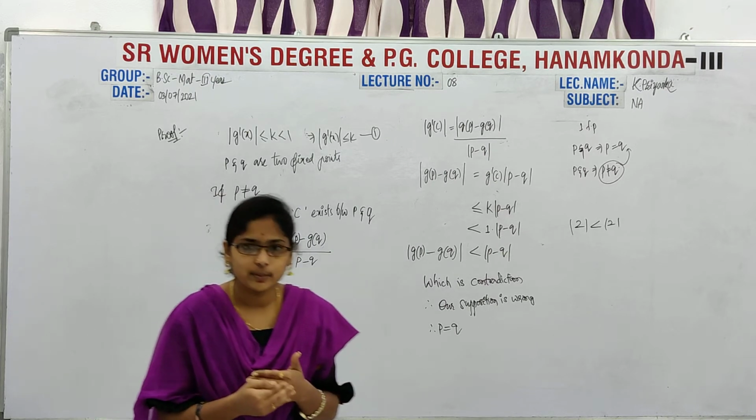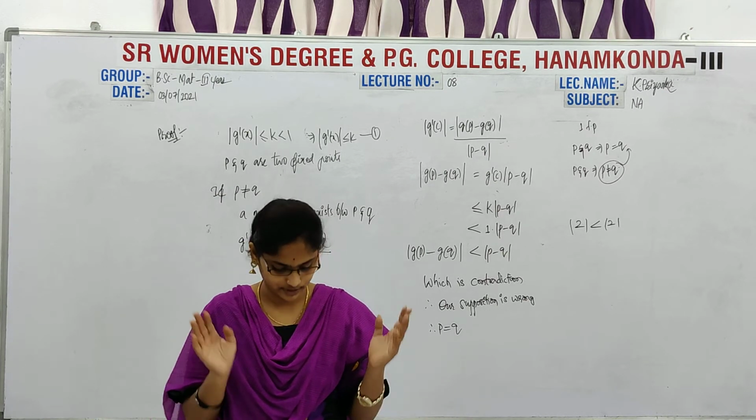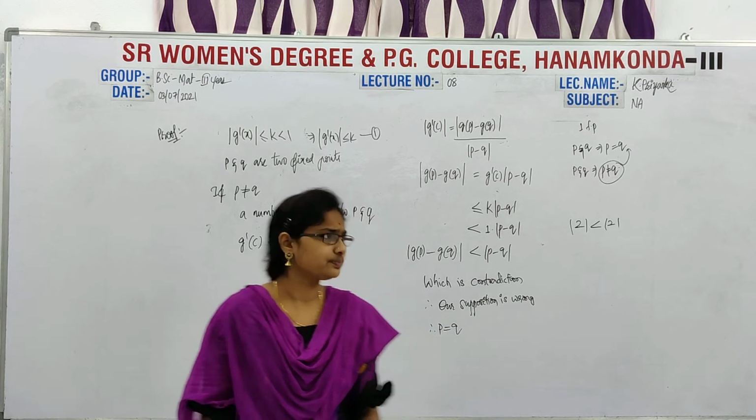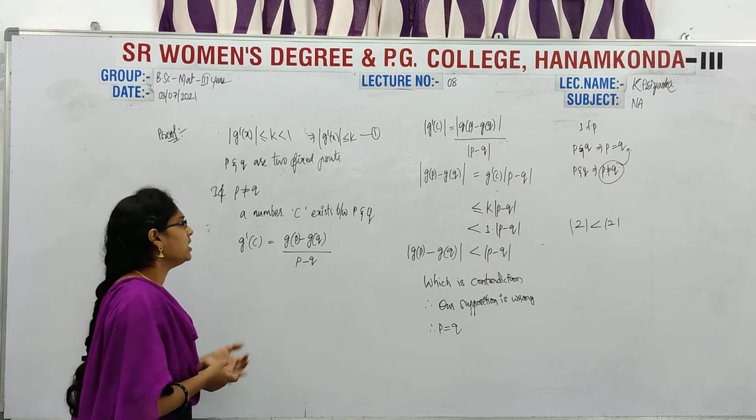So what is the another possibility? That is P is equal to Q. That's why here we have to consider this. Clear? So I hope it is clear to you. And simple thing. This is not the matter.